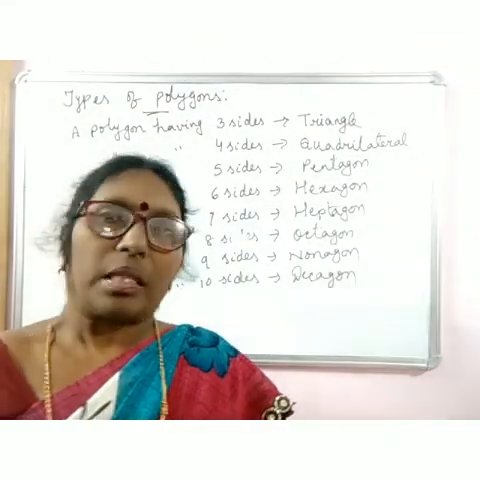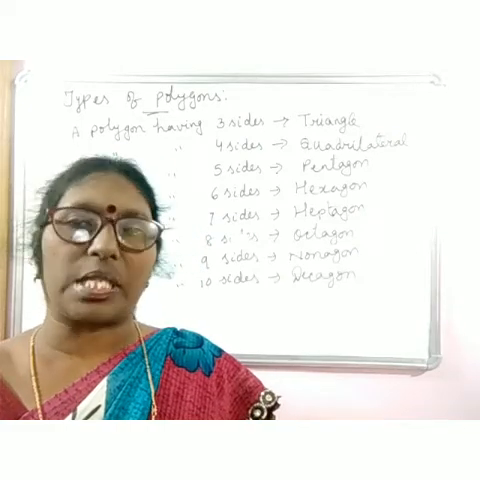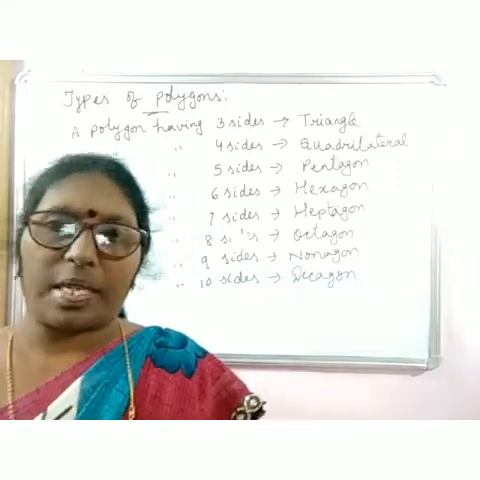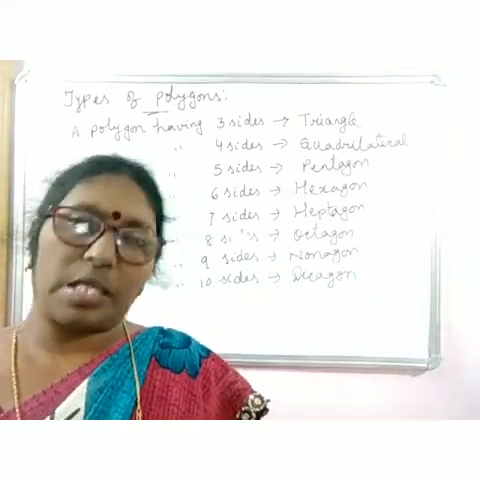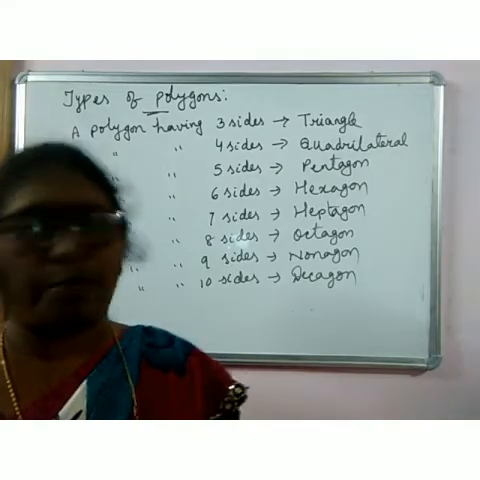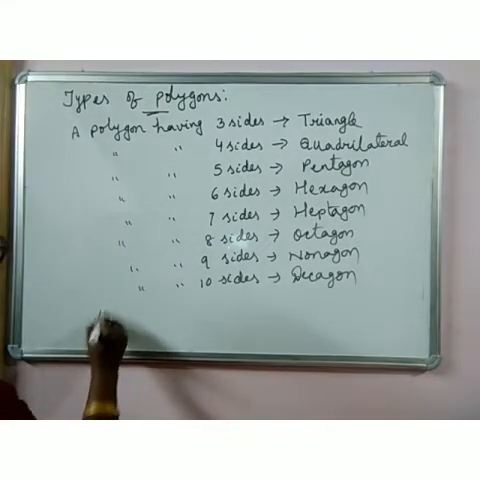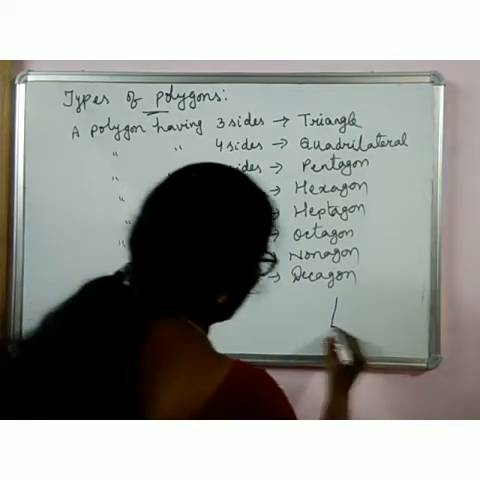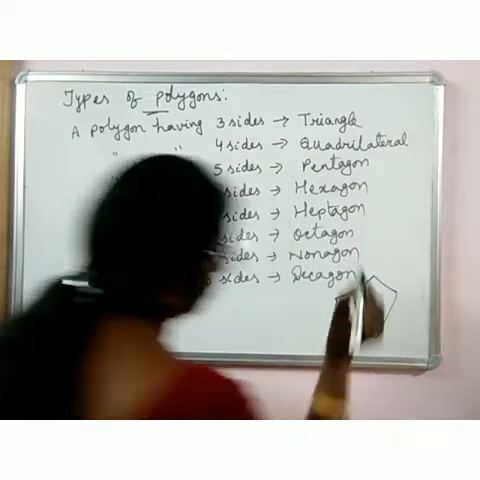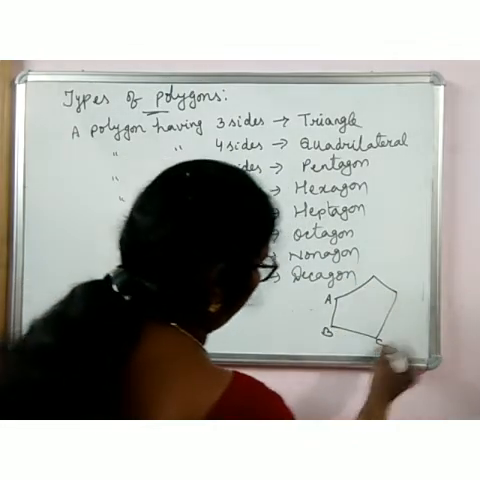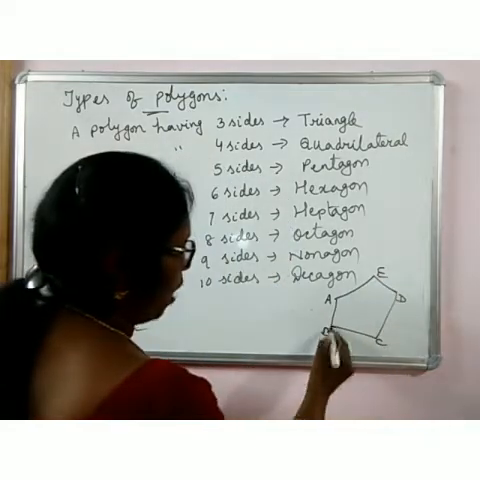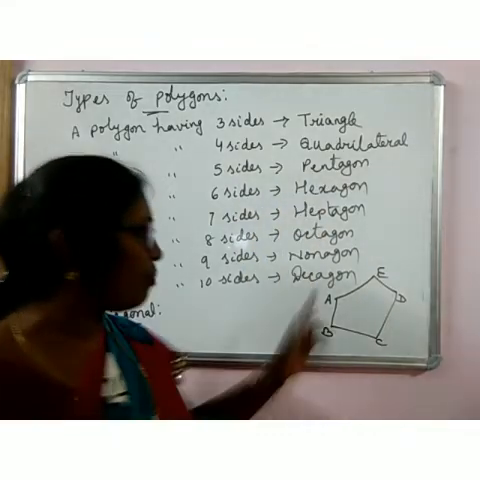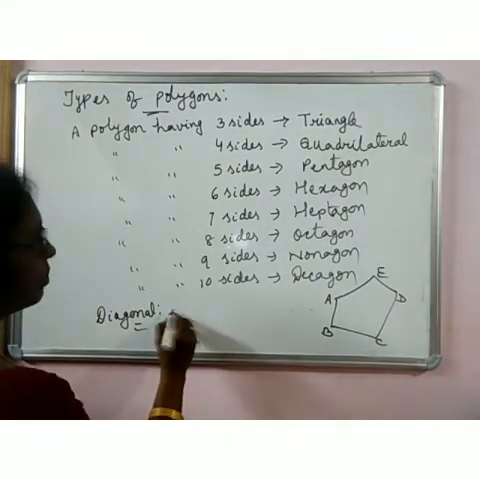Then the line segment joining the adjacent vertices is called a side, and the line segment joining the opposite vertices is called a diagonal of the polygon. What is the diagonal of the polygon? Diagonal. Suppose this is a plane figure. Let me name it A, B, C, D, E. A 5-sided figure is called a pentagon. Already you have learned. Here, AB is a side.